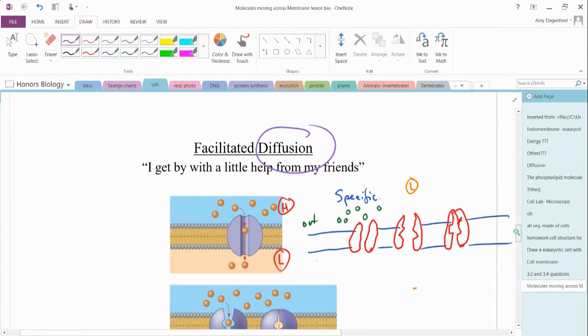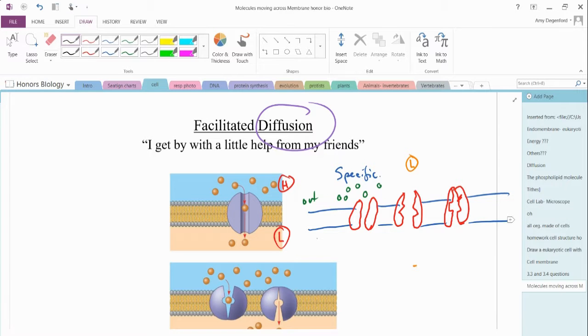Now, just to continue the video that I made over the weekend, facilitated diffusion, you remember that it is high to low concentration. It's still passive. It doesn't need energy to happen. And the one thing that we added was a protein that could span the membrane and create a tunnel that allowed molecules to go through.